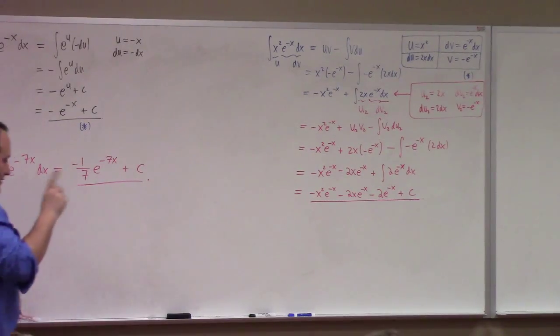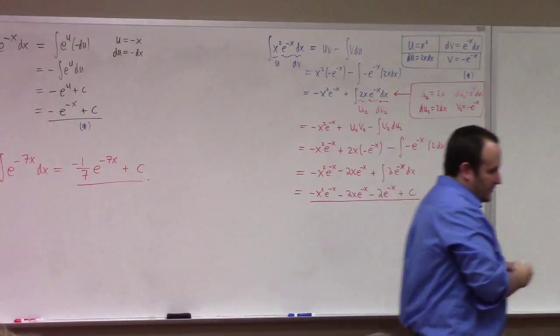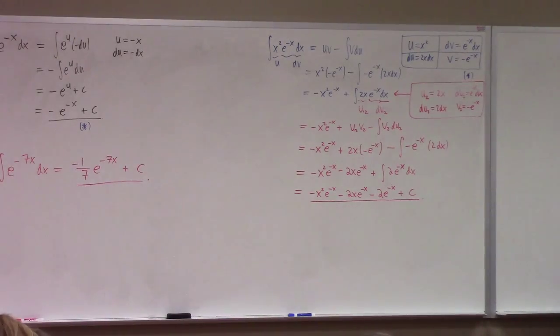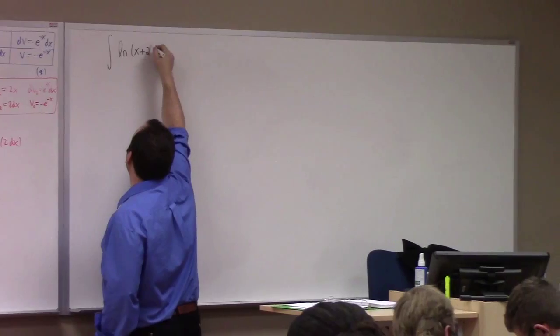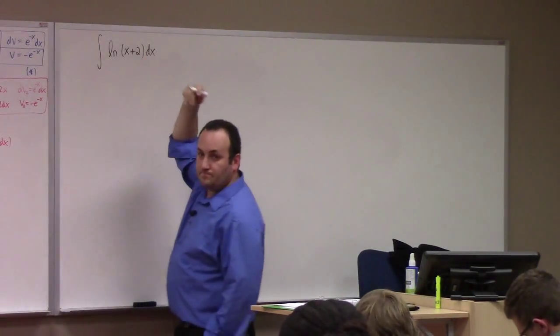What am I supposed to do? I'm supposed to do the integral of the natural log of x plus 2, something like this, right?